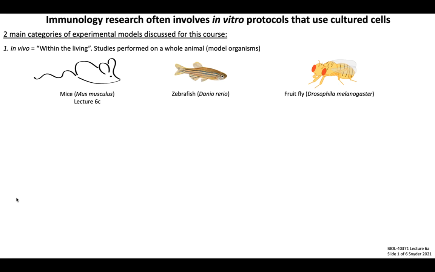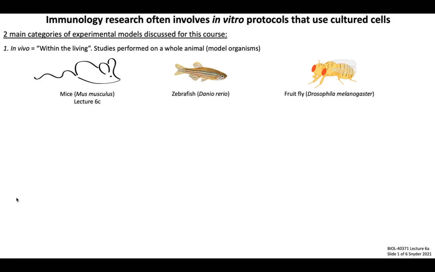Now, since in vivo means within the living, it refers to studies that are performed using a whole animal, usually a model organism. I'm sure most of you are familiar with the concept of model organisms if you've taken biology courses before, but model organisms are species that have been widely used in biological research, including things like mice, zebrafish, as well as fruit flies or Drosophila. These species are used with the expectation that certain conclusions drawn from experiments in model organisms can then be applied towards our understanding of biological processes in other species that can't be used in experiments, namely humans.